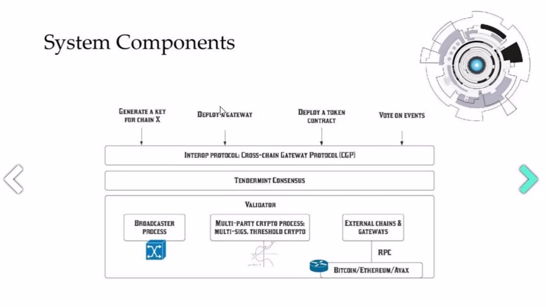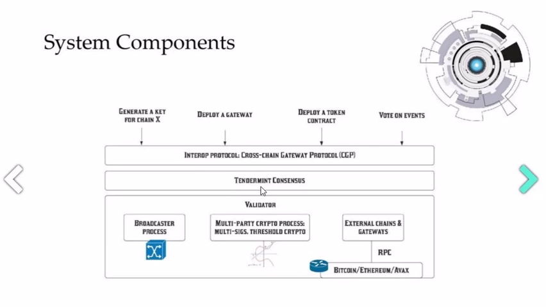We will not deploy a gateway, so this one you can remove. We're going to deploy a smart contract. Instead of voting on events, we are going to say confirm event data. Then interoperability protocol. This is cross-chain gateway. This is what is on Axela. So in our case, we're going to call it cross-chain event transfer protocol, cross-chain event transfer protocol API. So this is what we're going to replace.